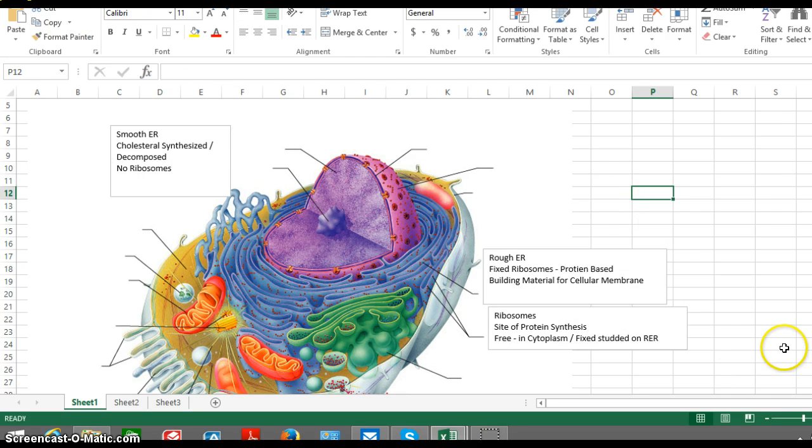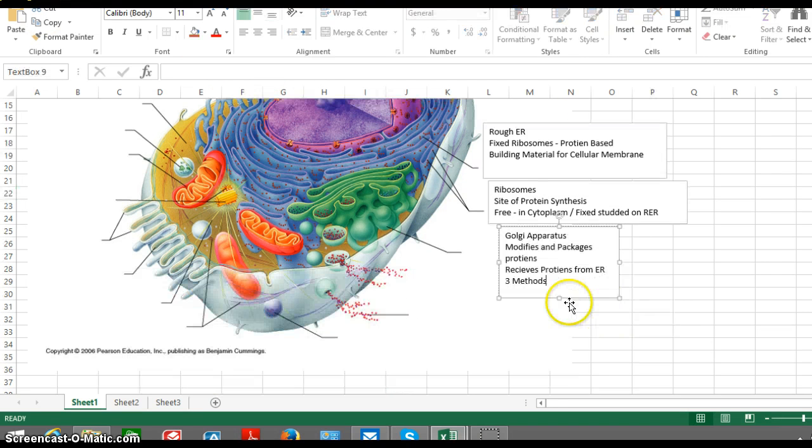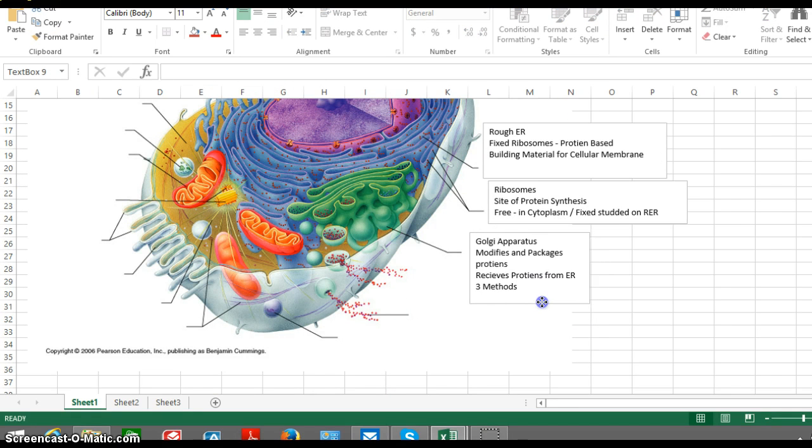Okay, taking a look at our ribosomes. We know that ribosomes in this location are a site of protein synthesis. We know that there's two types of ribosomes, those that are free, meaning freely floating within the cytoplasm. We also know that there are fixed ribosomes, and these are the ones that are studded on the rough endoplasmic reticulum. We gave this example in relation to that hard candy found on that wax paper in our discussion in class.